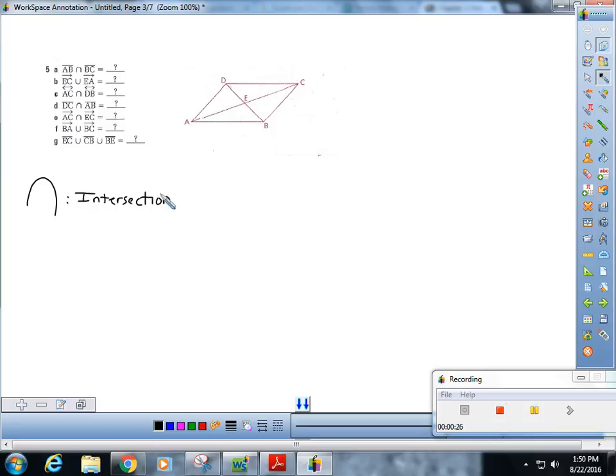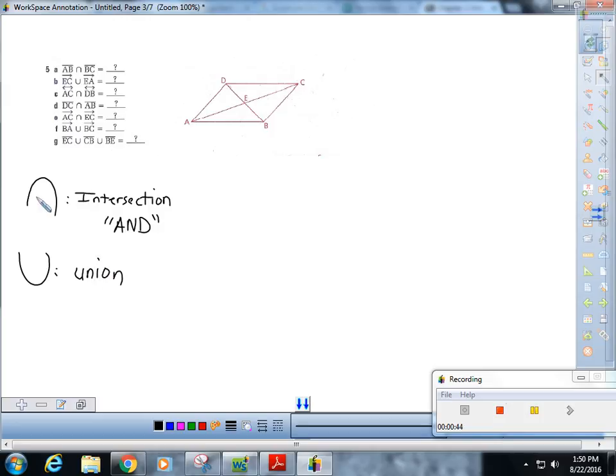I know you know what that word means in English, but I don't know that you know exactly what it means in math. It means and. This is union. Remember that this kind of looks like an A? And. Union. That's or.